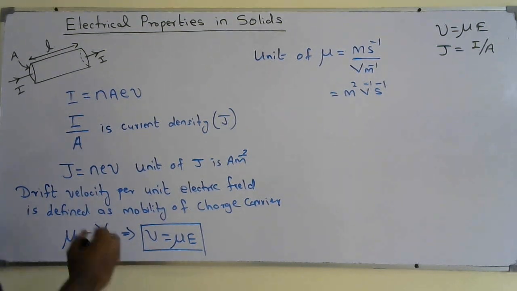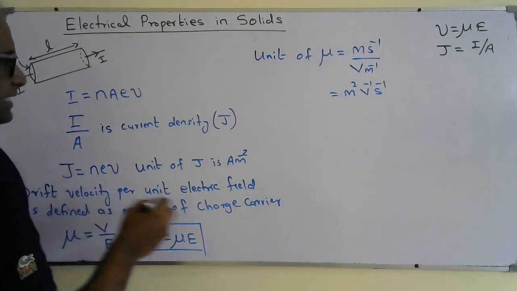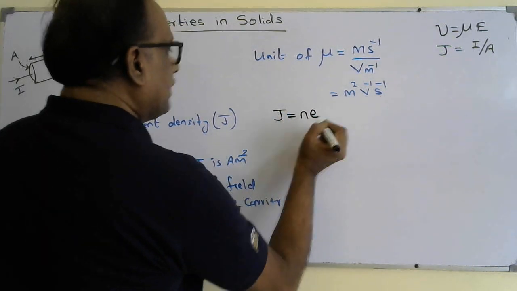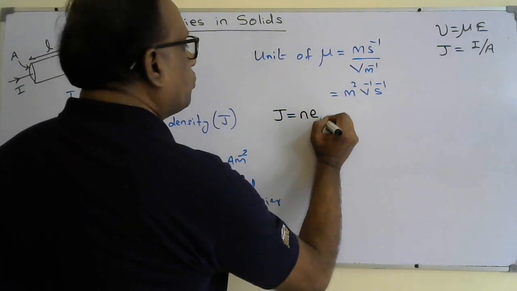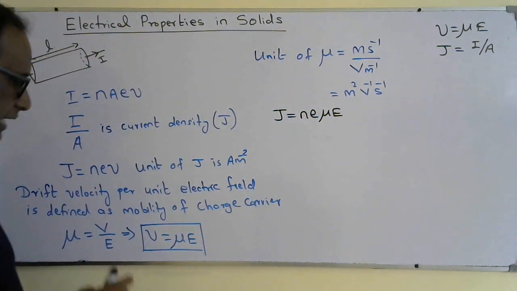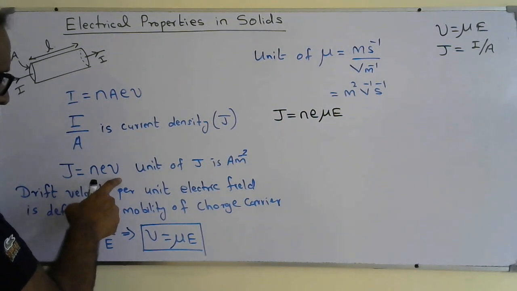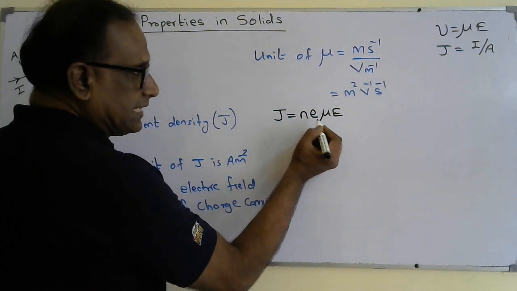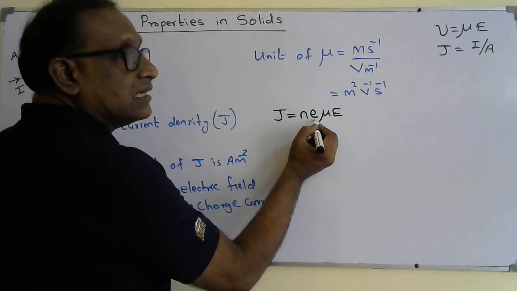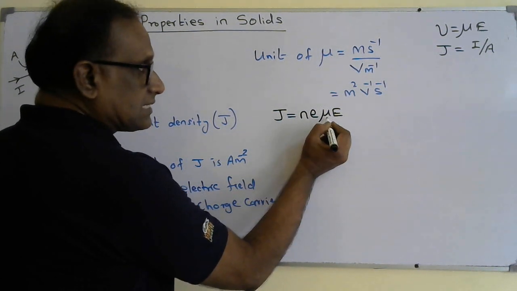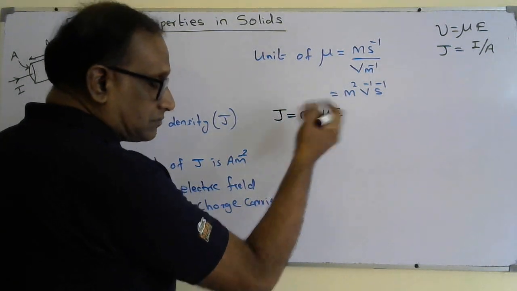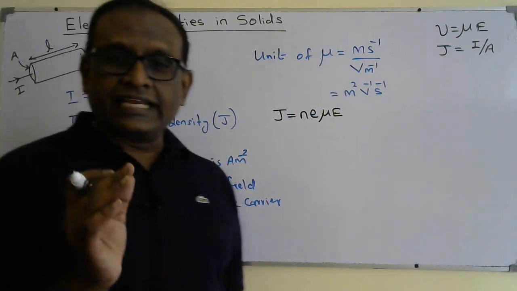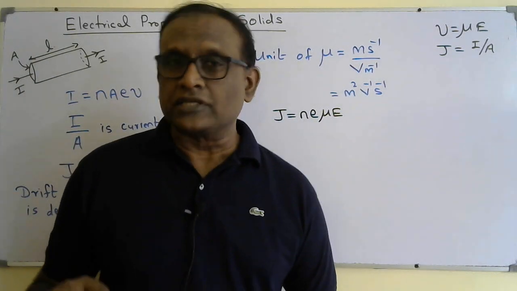Okay, so I can write the current density equation, J is equal to nev. Instead of v, I can write mu E, where n is the charge carrier density, e is the charge of the carrier, mu is the mobility of the charge carrier, and E is the electric field created inside the material due to the external power supply.